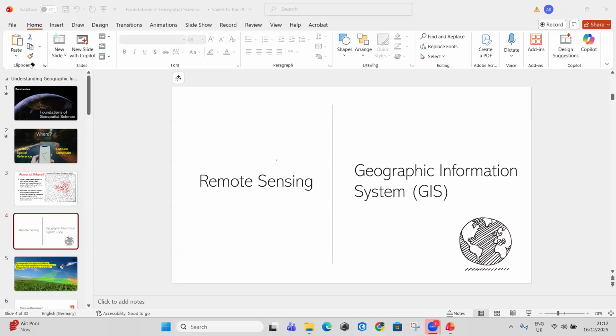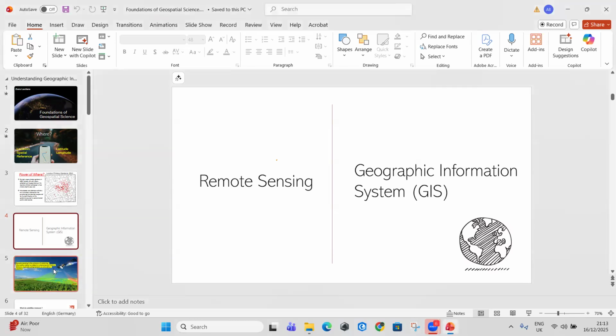These are two things. One is remote sensing, one is GIS, and they go hand in hand. One is incomplete, almost, you can say, if one of them does not exist, the other one is not possible. They are also dependent on each other. I will explain how.